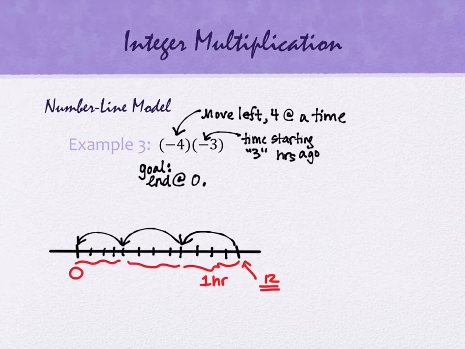This "ago," I didn't clarify that. Let me do that. This 3 hours ago is telling you it happened in the past. So the question is, where did you start? What was it when you started?